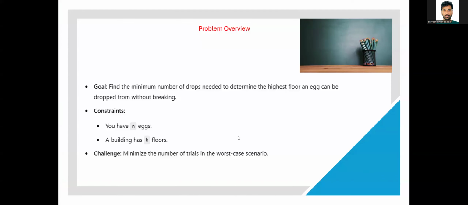So the problem involves determining how to drop eggs from different floors to figure out the highest safe floor from which an egg can be dropped without breaking it. The aim is to do this in as few trials as possible, particularly when working with multiple eggs and the floors. Okay, so here are the constraints. For example, you have X eggs and your building has K floors. The challenge is we need to minimize the number of trials in the worst case scenario.